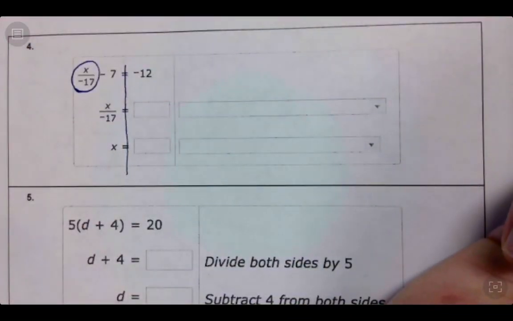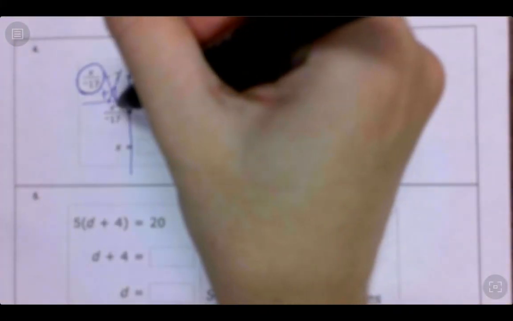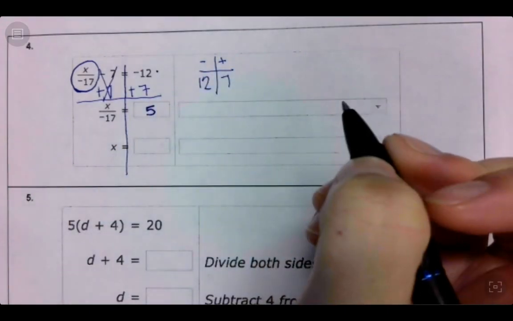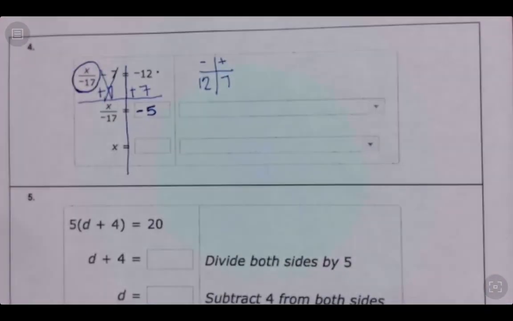I want to circle this. The inverse of -7 is what? Plus 7 on both sides. So that goes away, leaving me with x over -17, -12 plus 7. They're on opposite sides, so I subtract them. 12 minus 7 is 5. Keep the sign of the number that's bigger, which is 12, so it's -5.